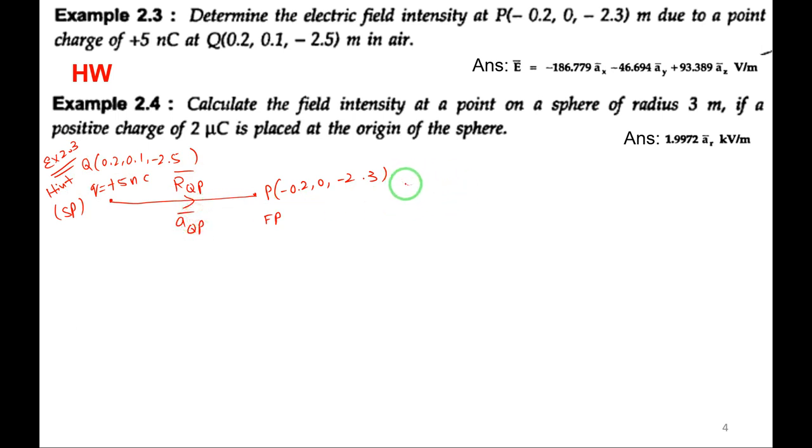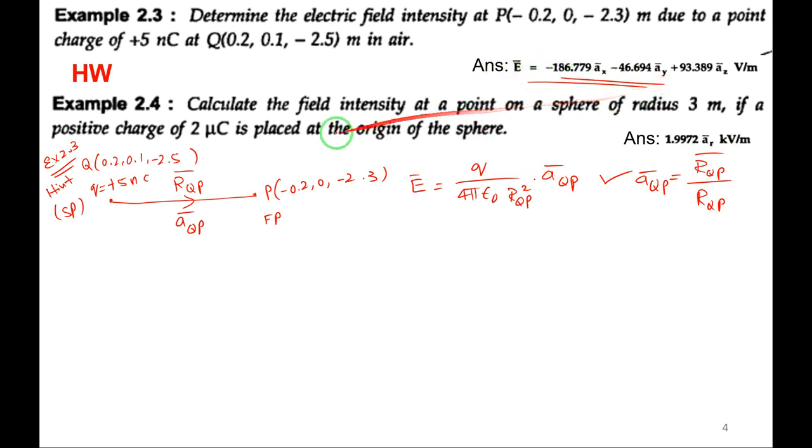If you want the electric field intensity at point P, it is given by Q divided by 4 pi epsilon naught R_QP square, into A_QP. Use this formula, calculate R_QP and calculate A_QP. You know how to calculate A_QP: it is nothing but the vector R_QP divided by its magnitude. Substitute, calculate, and you will get this answer. Next I'll give the hint for example 2.4.